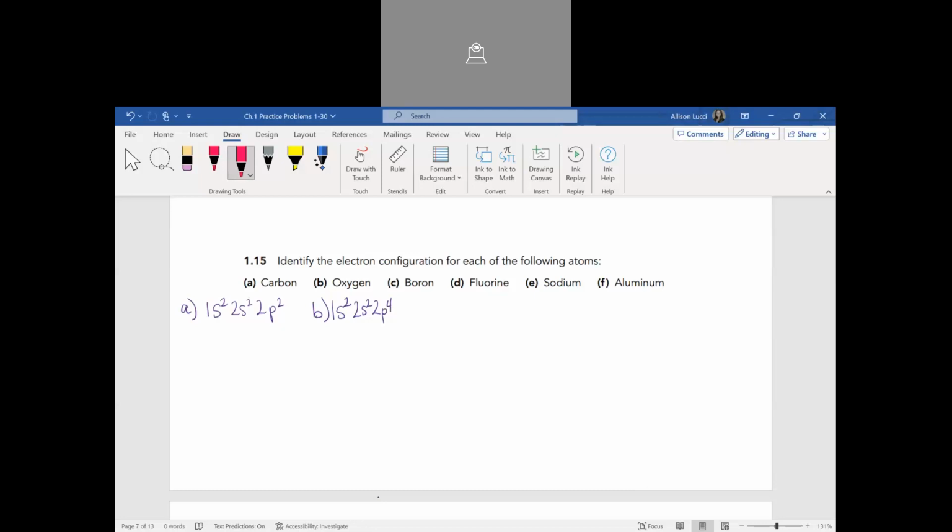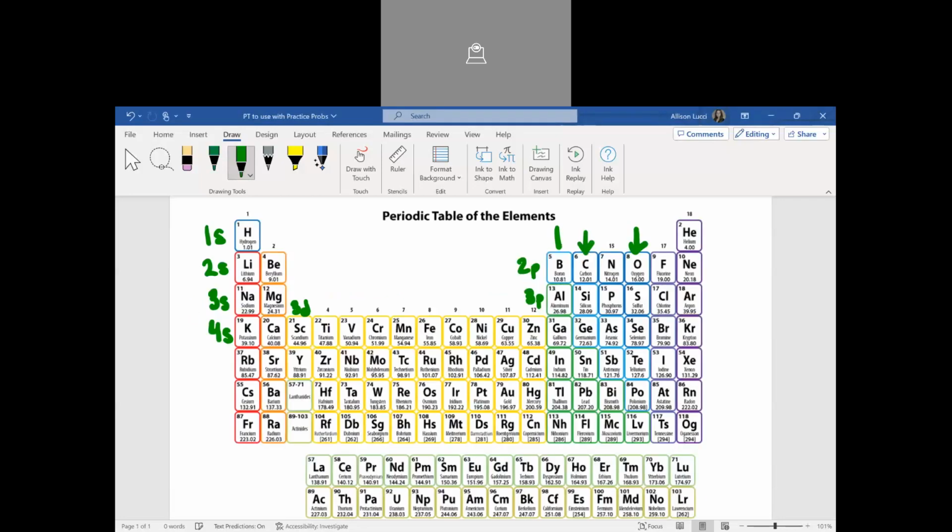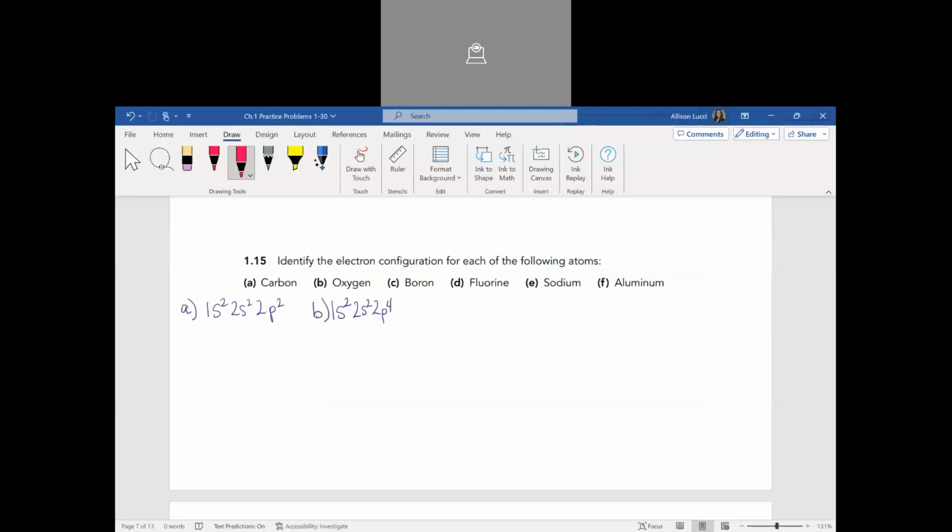Boron has a total of 5 electrons. Let's go back to our periodic table here. So we're going to have 2 in the 1s, 2 in the 2s orbital, and then 1 in the 2p. So we would indicate that for boron as 1s2, 2s2, 2p1.